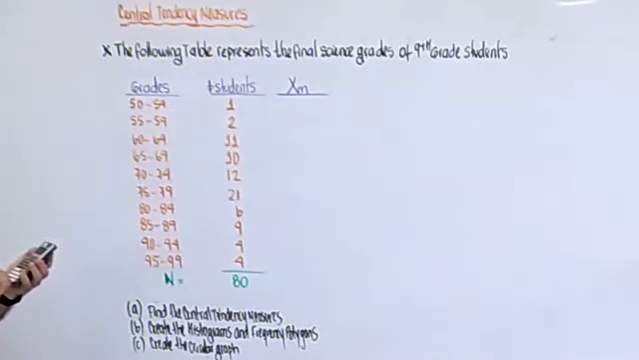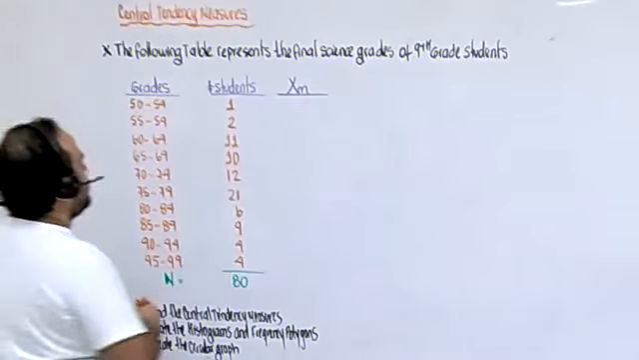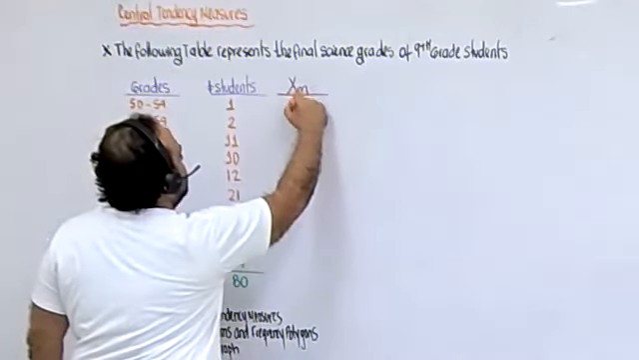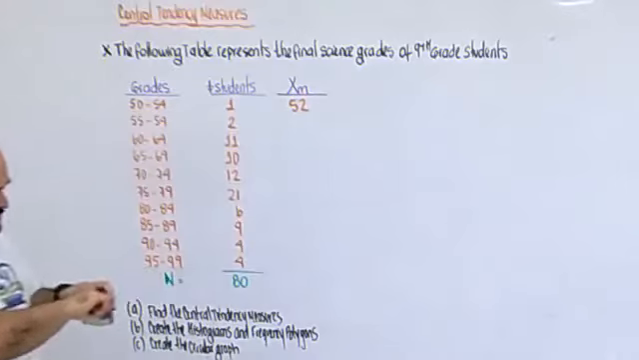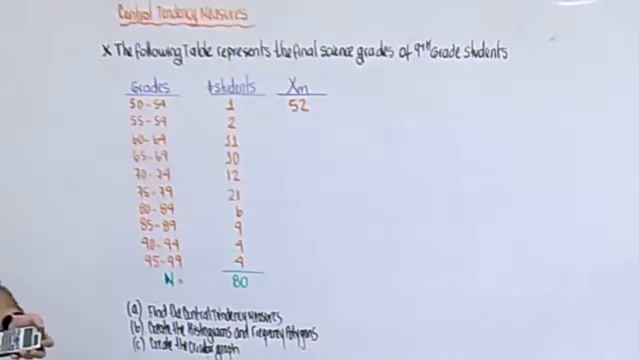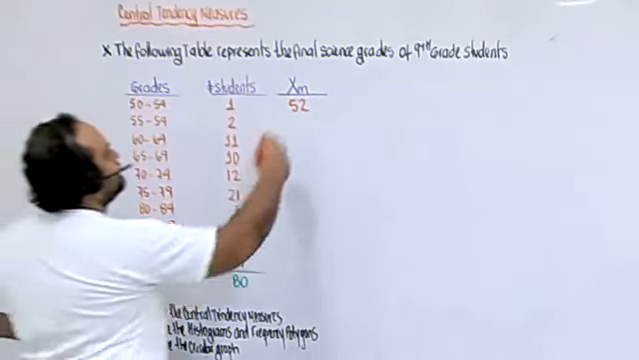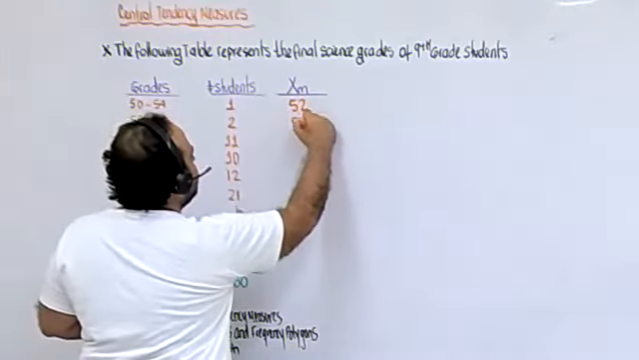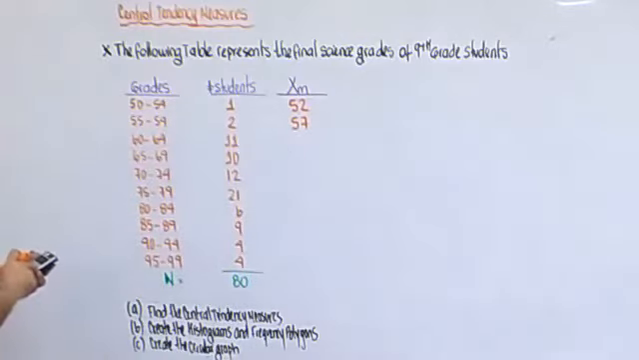For example, in the first one, 50 plus 54 divided by 2. The class mark will be 52 in the first one, okay? Second one, we have 55 plus 59 divided by 2, we got 57. 57, okay? 60 plus 64 divided by 2, we have 62.